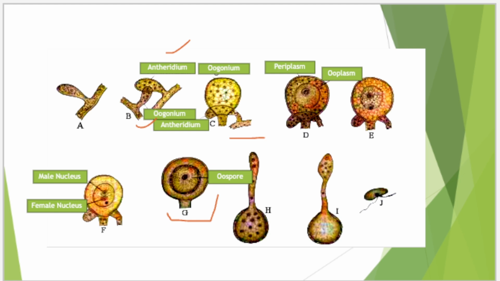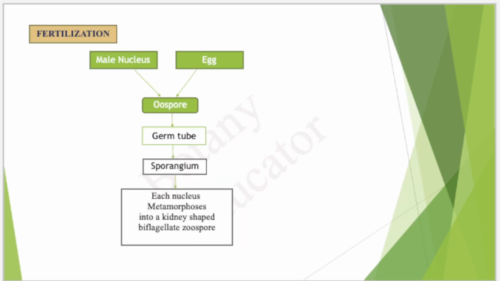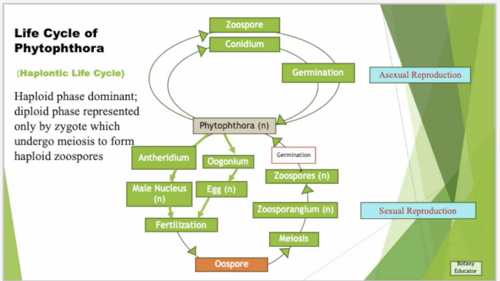Now this oospore will again germinate and form a structure, and zoospore-like structures will again participate in the life cycle. We can see that this is a male nucleus, this is an egg, this will convert into a structure, this is an oospore, this will form a germ tube, this will form sporangium. Each nucleus will metamorphose into a kidney shaped biflagellate zoospore. So now how these zoospores will again enter into the life cycle we studied.